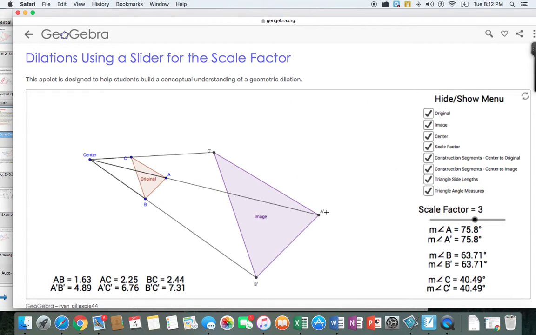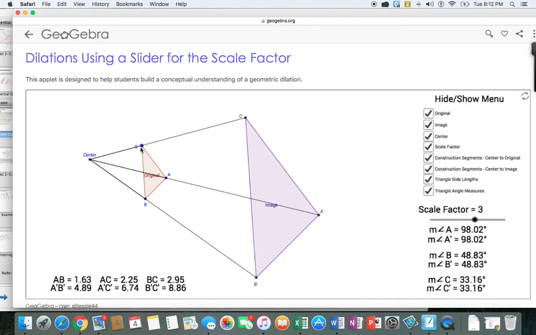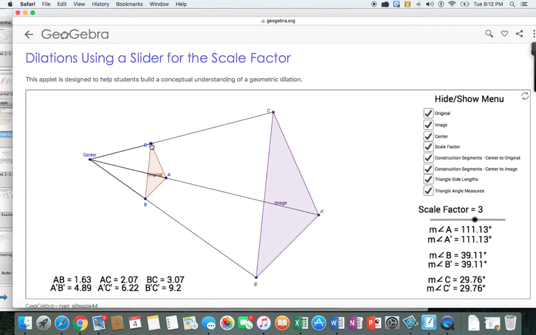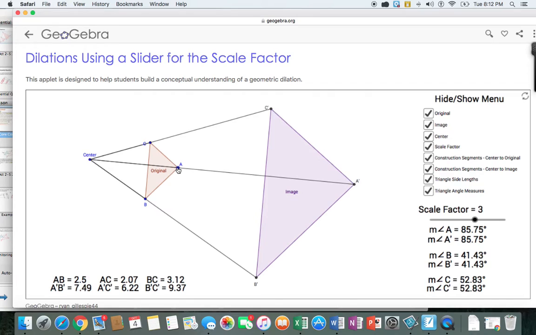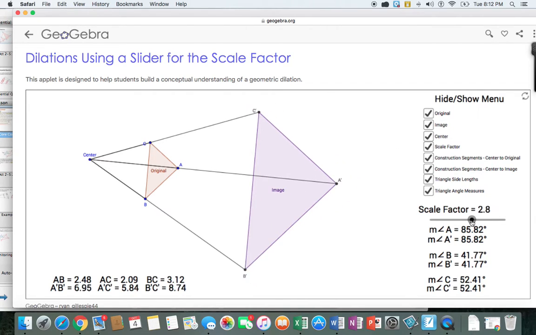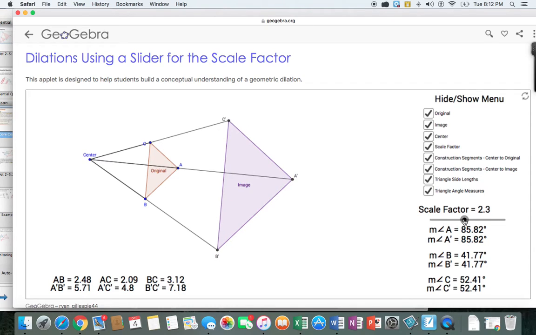Here is the center of dilation, and you can see that when I move the original triangle, things change on the image too. So depending on how I'm moving, this changes. Now I'm going to do a scale factor of 2. And let's talk about what a scale factor of 2 is.